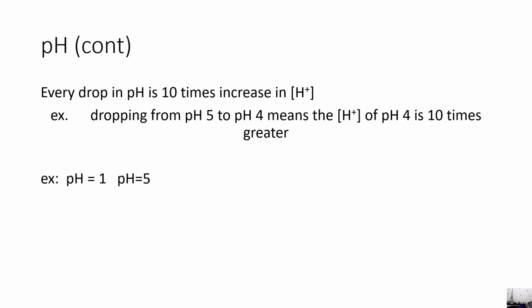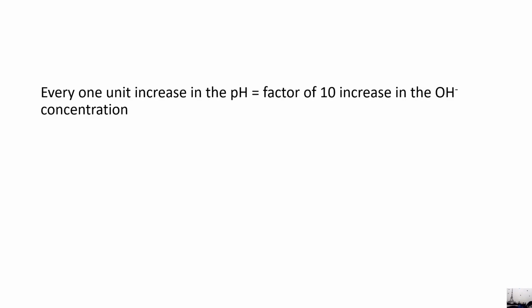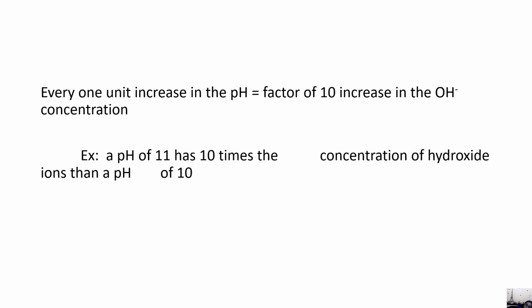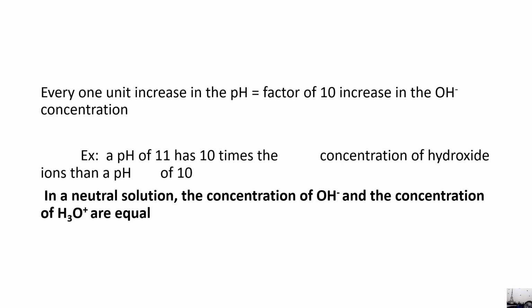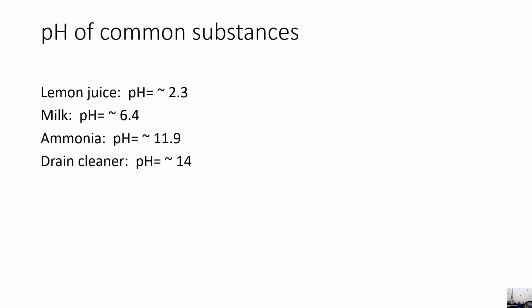Okay. So dropping from pH 5 to pH 4 means that the H+ at pH 4 is 10 times greater. Okay. So every 1 unit increase in the pH will be a factor of 10 increase in the OH- concentration. So you can figure out how fascinating that is. Every 1 unit increase in the pH is a 10-fold increase in the OH- concentration. Okay. So in a neutral solution, the concentration of OH- and the concentration of H3O+ will be equal.